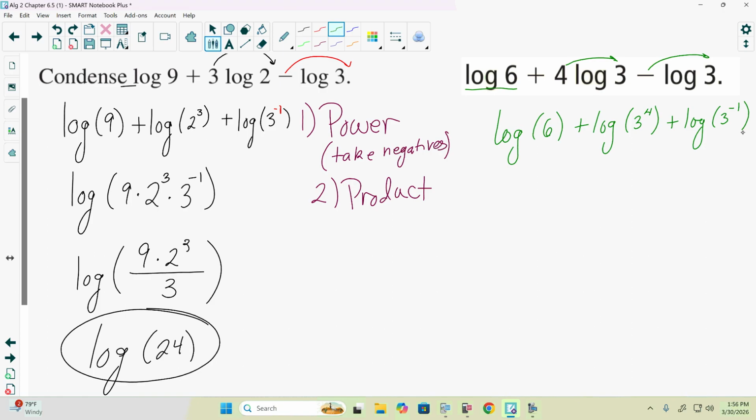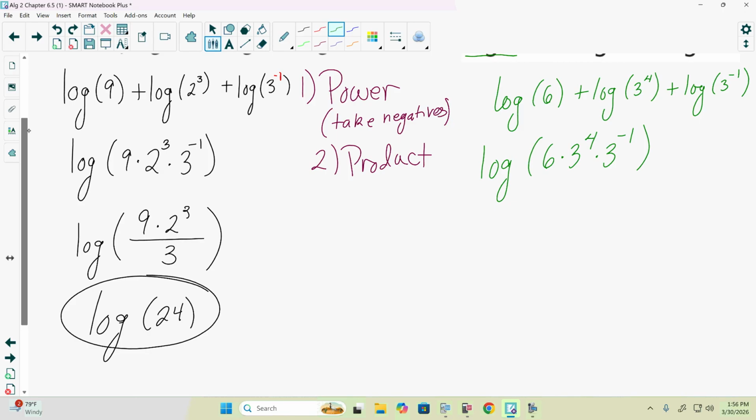Questions on this here? Question on anything we've done so far? So we have 3 logs being added together. So we can rewrite it as a single log with what's inside being multiplied.